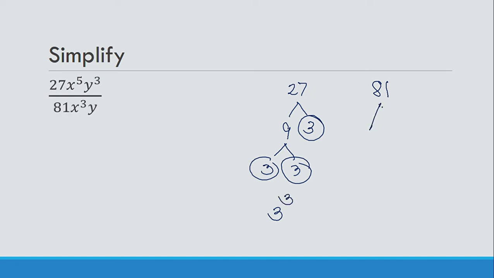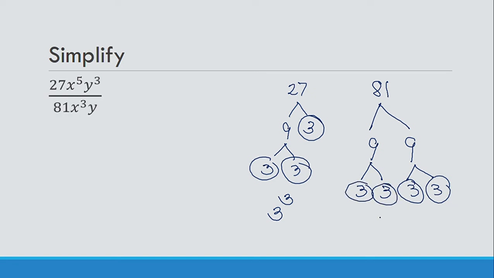And then going on for 81, we have this as 9 and 9. And then the 9 there will be branching out to 3 and 3, and so with the other 9. So we have now prime numbers, and we have that as 3 to the power of 4. So the GCF here is 3 cubed, or that is 27. So that means we are going to divide each number in the numerator and denominator by 27. So 27 divided by 27 is simply 1, and then 81 divided by 27 will now be 3.